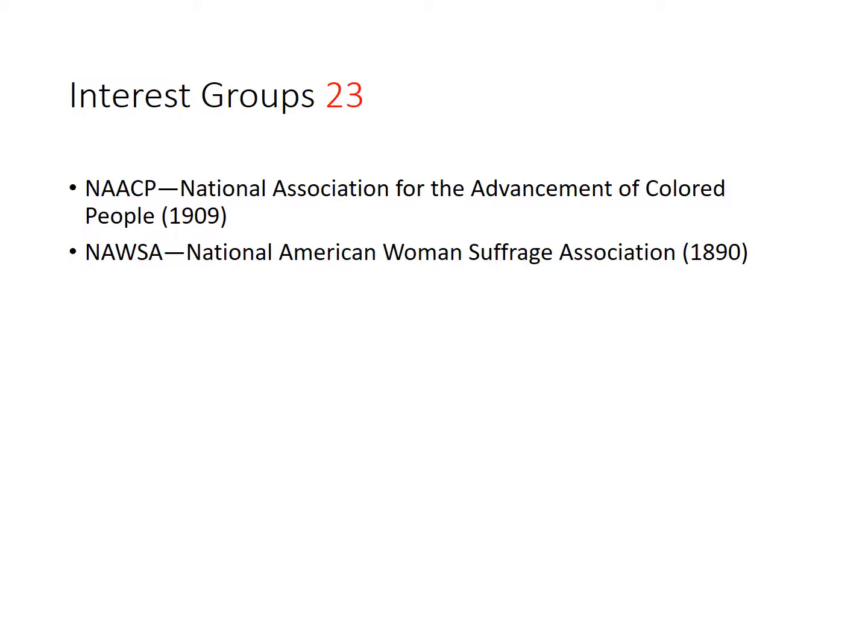There were interest groups, and this will be in Chapter 11. We'll go into more detail about interest groups, but there were interest groups that tried to counteract the pushback and to ensure that the Civil War amendments would be enforced and followed. And these are a couple of the groups that we can see there.